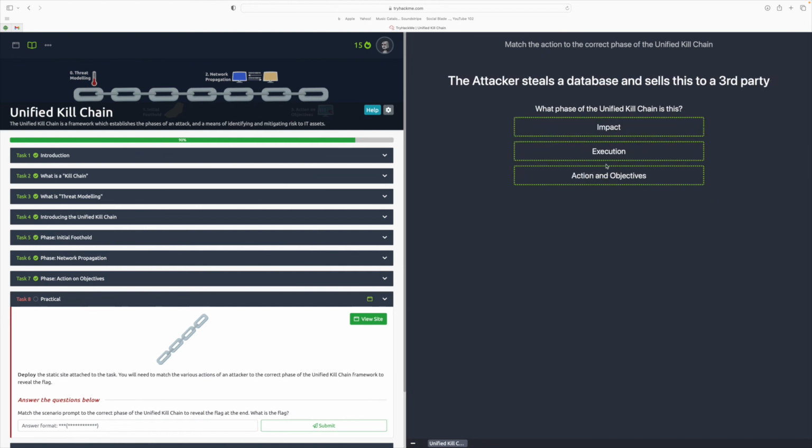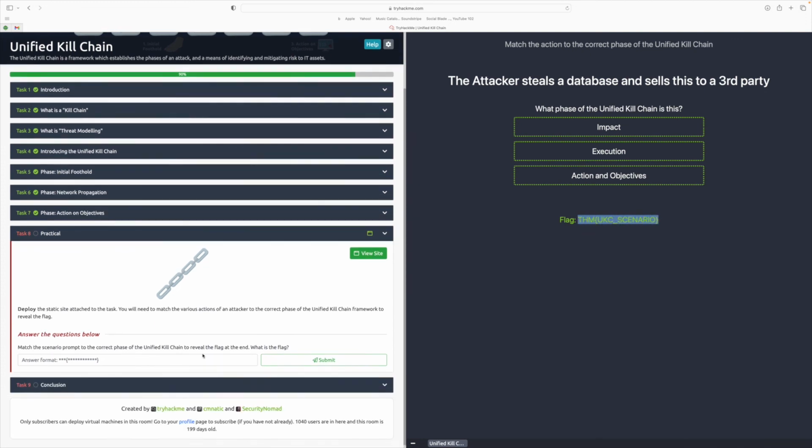Pivoting. The attacker steals a database and sells this to a third party. What phase of the unified kill chain is this? Action and objective. Here's our flag. We're going to copy our flag and paste it below.